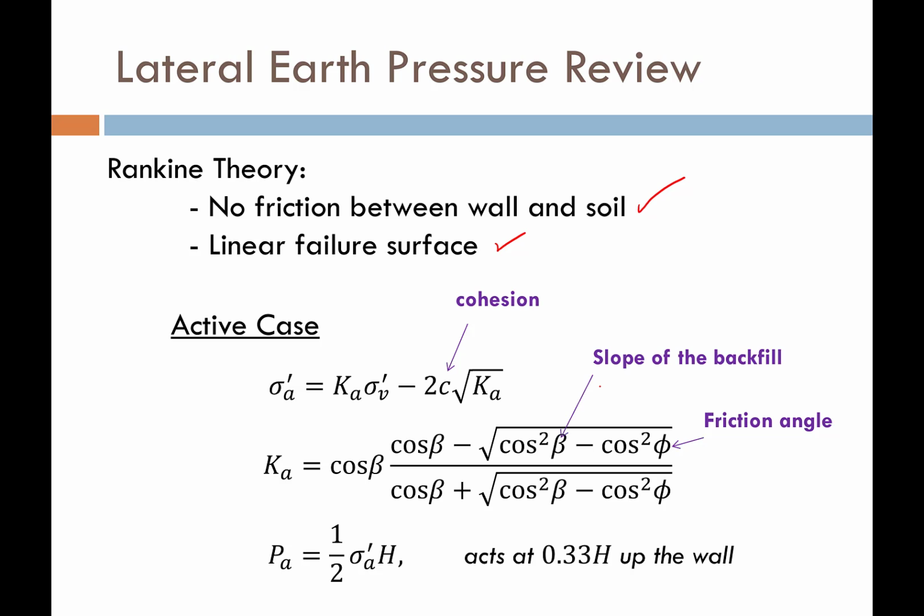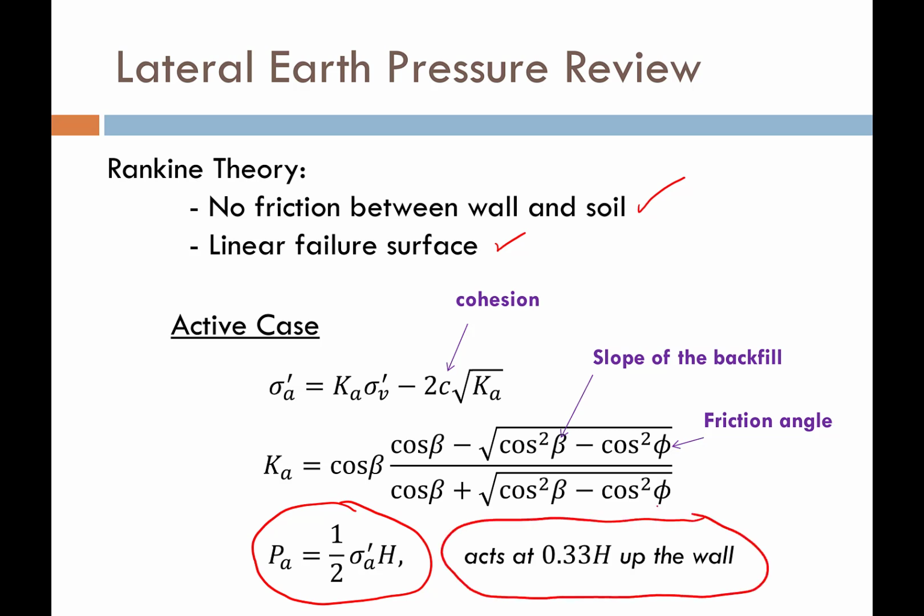And then if I want the equivalent force acting on my wall, this is force per unit width of wall. I'm going to use this equation right here. And the location of that equivalent force is 1/3 up the height of the wall. So from the base of the wall, go up 1/3, and that's the centroid, or the location where this equivalent force is acting on your wall.